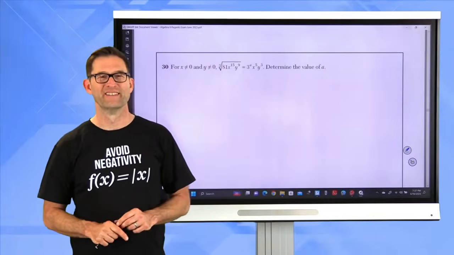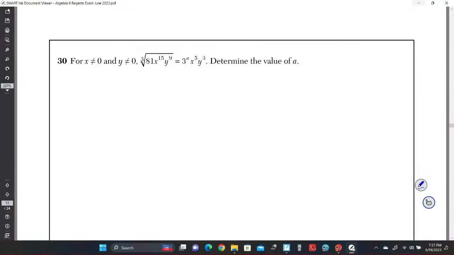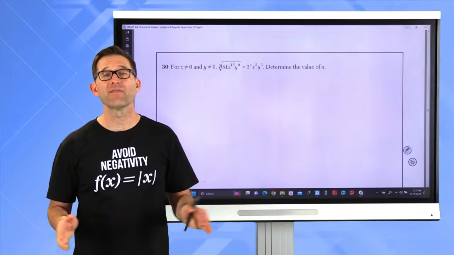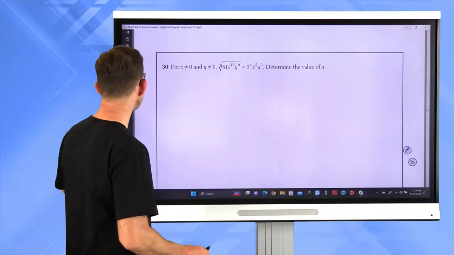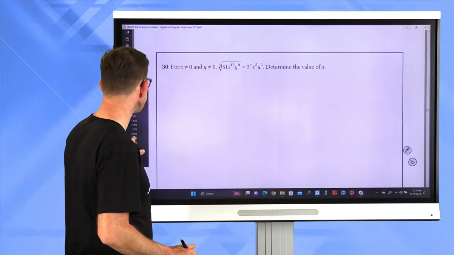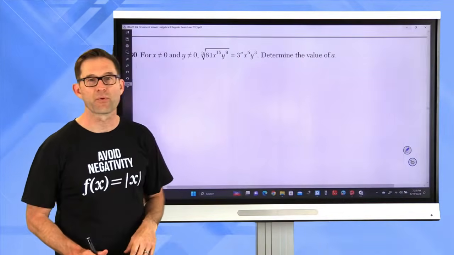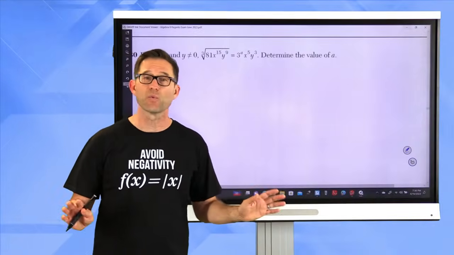Problem number 30. For x not equal to 0 and y not equal to 0, the cube root of 81 x to the 15th y to the 9th is equal to 3 to the a times x to the 5th times y to the 3rd. Determine the value of a. Well, I hate the fact that they threw the x to the 15th and the y to the 9th in there, because they have absolutely nothing to do with this problem.